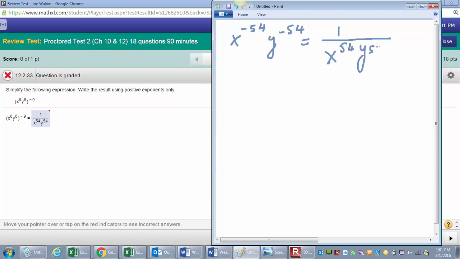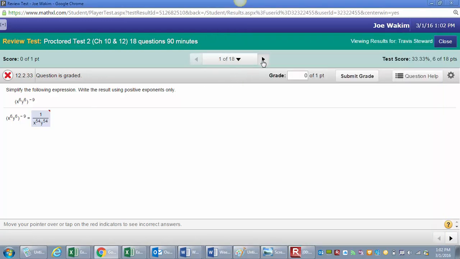And that's all you have to do on the first exercise. Moving the negative exponent to the denominator will make this question correct, and that's what we call using positive exponents. Write the result using positive exponents. Alright, let's go to the next question, number 2.